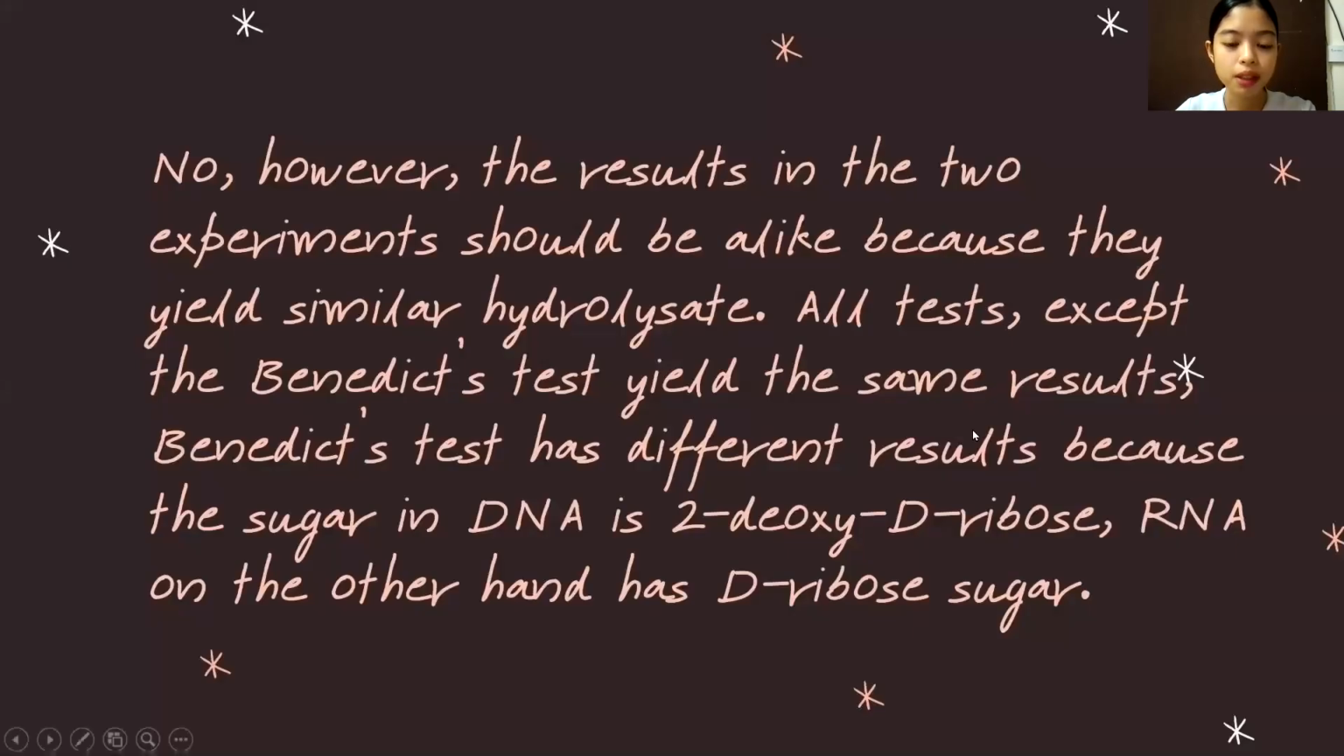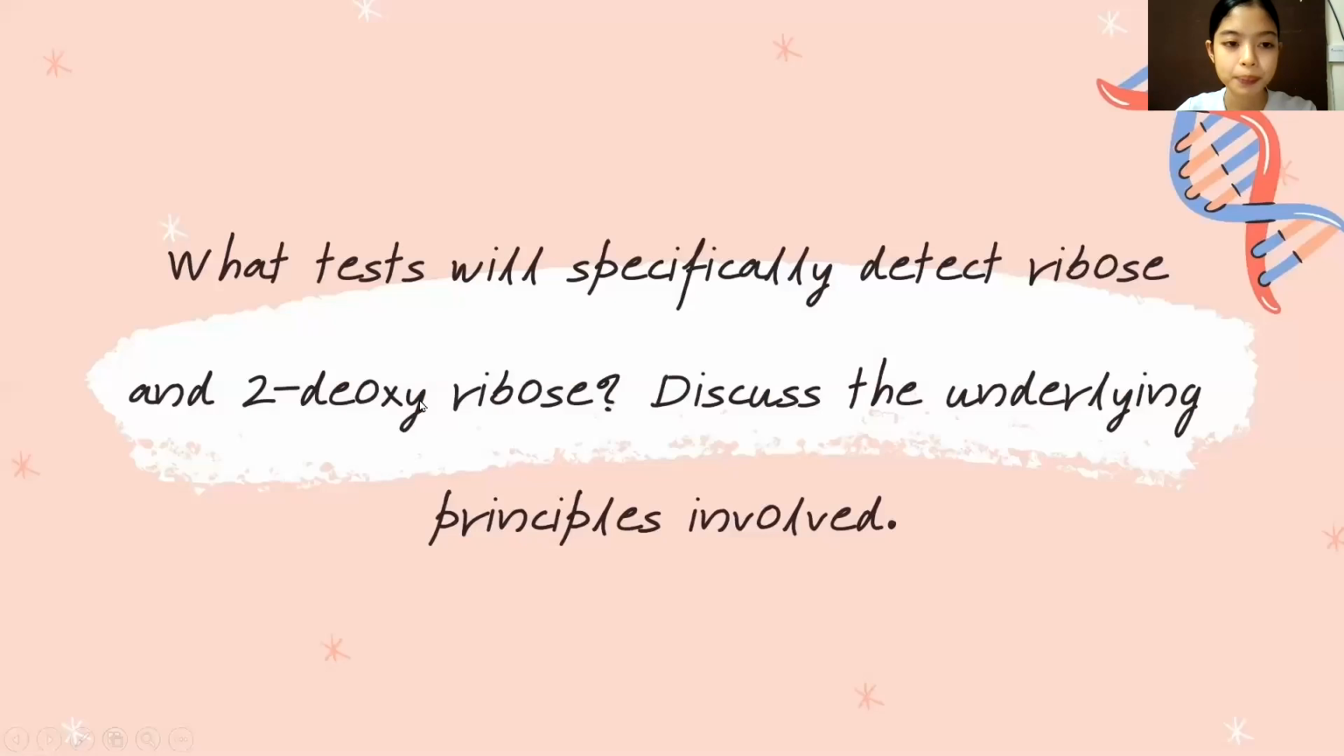No, however, the results in the two experiments should be alike because they yield similar hydrolysate. All tests except Benedict's test yield the same results. Benedict's test has different results because the sugar in DNA is 2-deoxy-D-ribose. RNA, on the other hand, has D-ribose sugar.